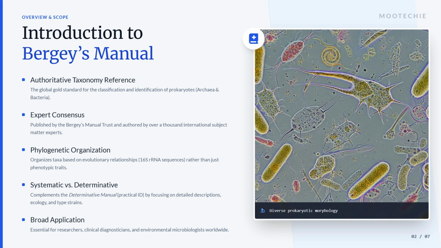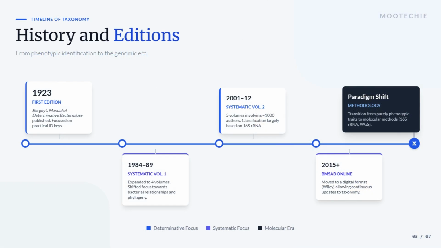The image here represents the diverse prokaryotic morphology, illustrating the incredible variety of shapes like rods, spheres, and spirals, and arrangements that bacteria and archaea can have, which is one of the many features used in their description. Now, let's look at the history and editions through a timeline of taxonomy.